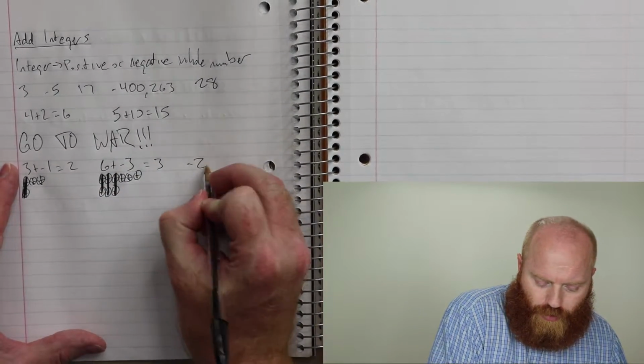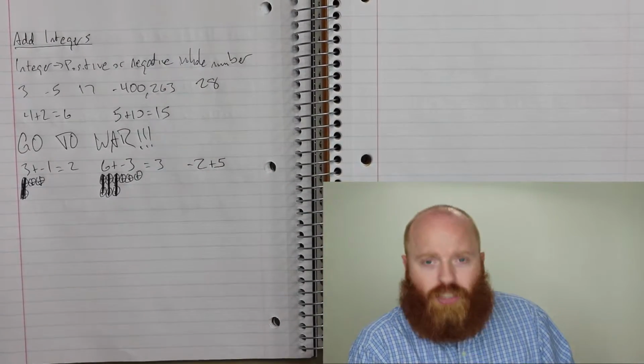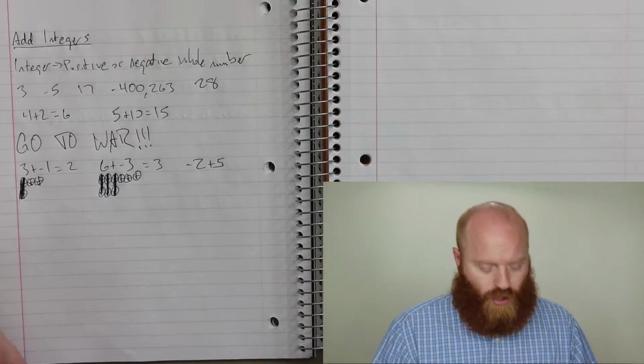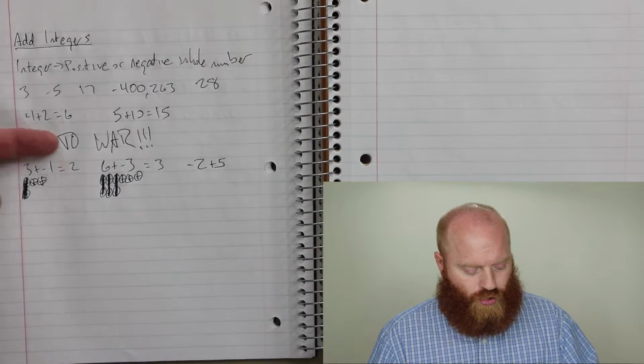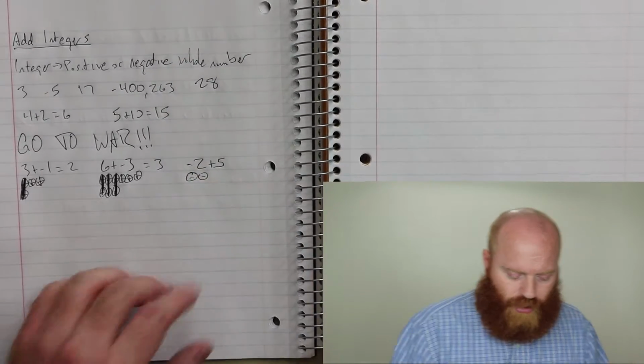What if they put the negative number first? What if your teacher's devious and puts the negative number first? Guess what? I don't care. I line them up, go to war. I've got 1 step right here. So I've got 2 bad guys, 1, 2. That's too bad right there.